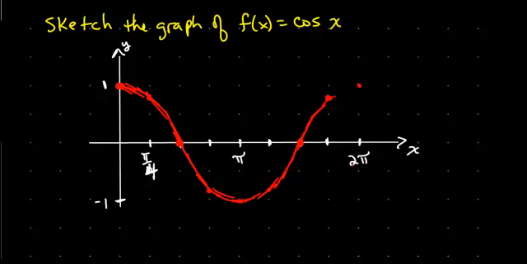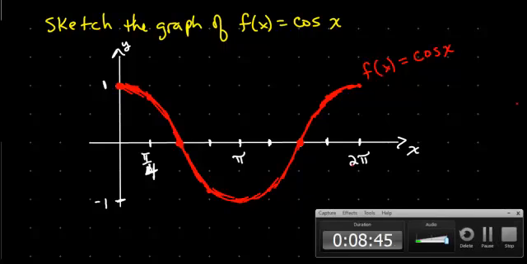I always do little sketches, because if I try to draw through it all at once, it's always ugly. I always find that it looks better if I sketch it out like this. So that is f of x equals cosine x. Okay? Know how to graph this graph.